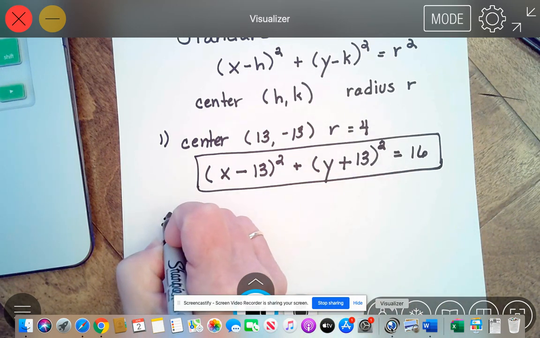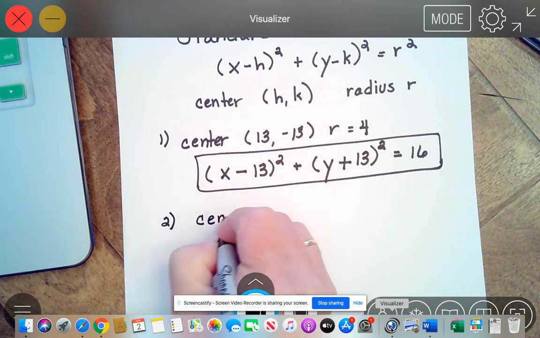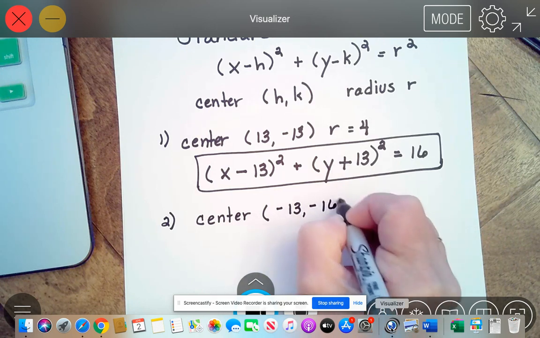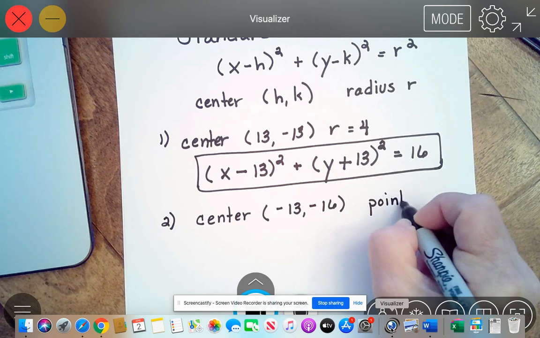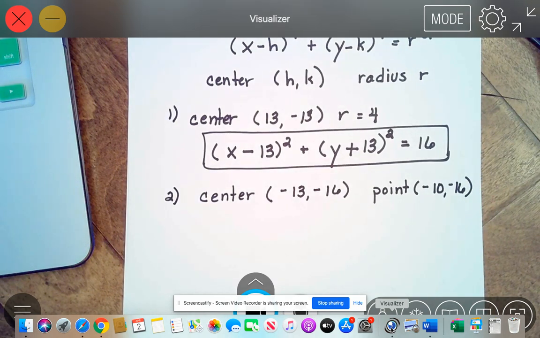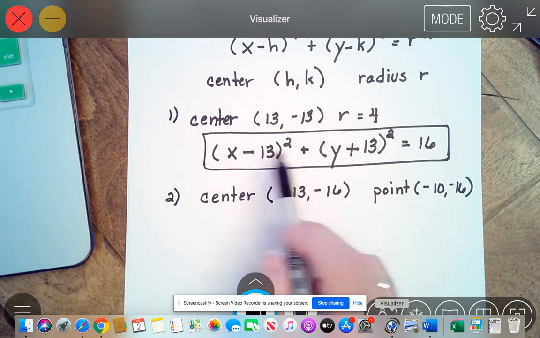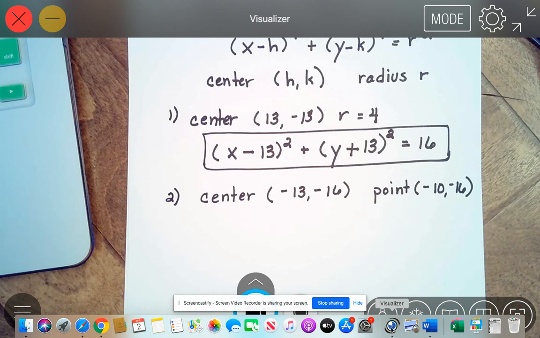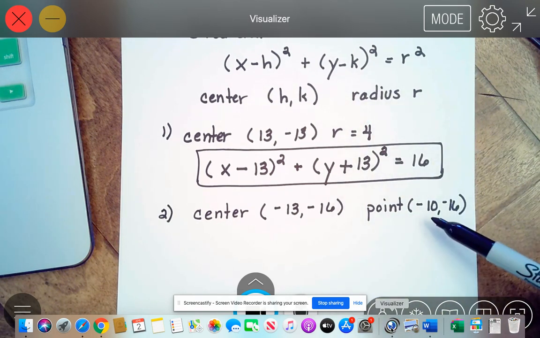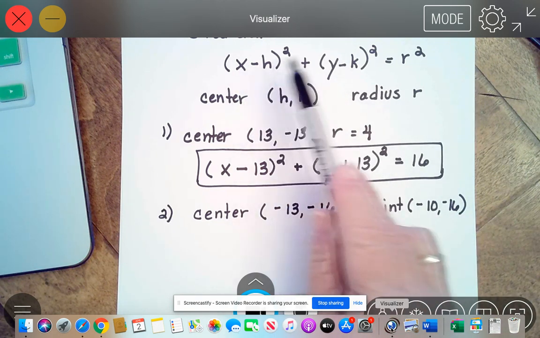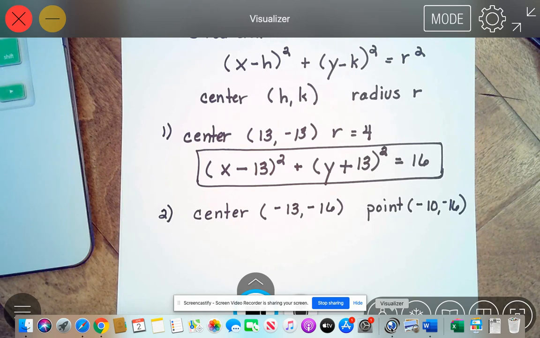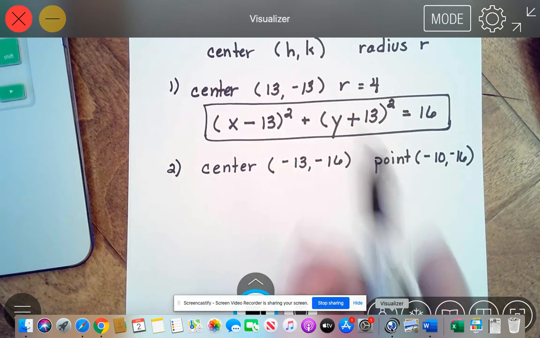Now, let's say example 2, I'm given that the center is negative 13, negative 16, and it goes through a point on the circle, which is negative 10, negative 16. All right, this is a little different. I know what the center is, so I know I can put that in here. But so I know what h, k is, but I do not know what my radius is. I have two options. I can go back to my original equation up here and put in the point negative 10, negative 16 for x and y, while using my negative 13, negative 16 in for h, k, and go ahead and do my calculation and figure out what my radius is. Or I can use the distance formula.